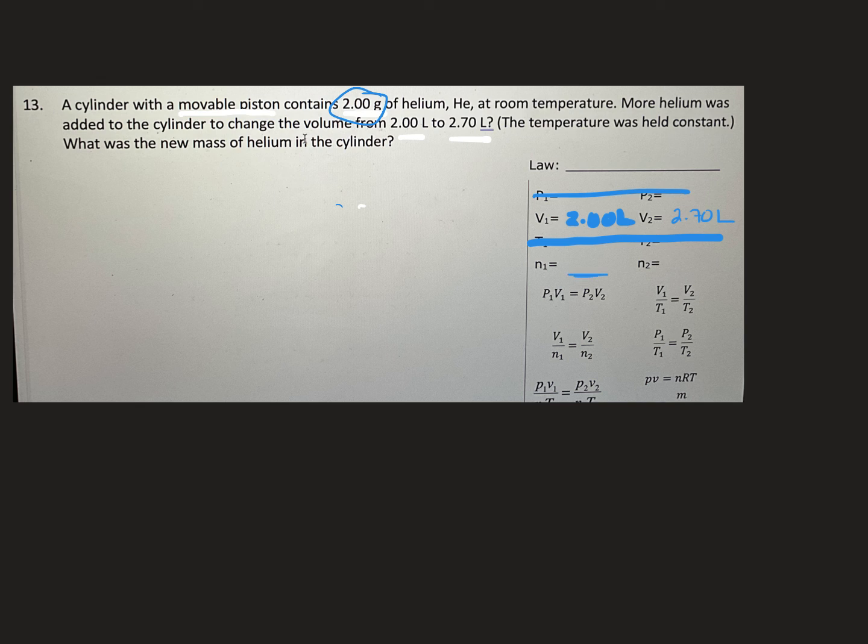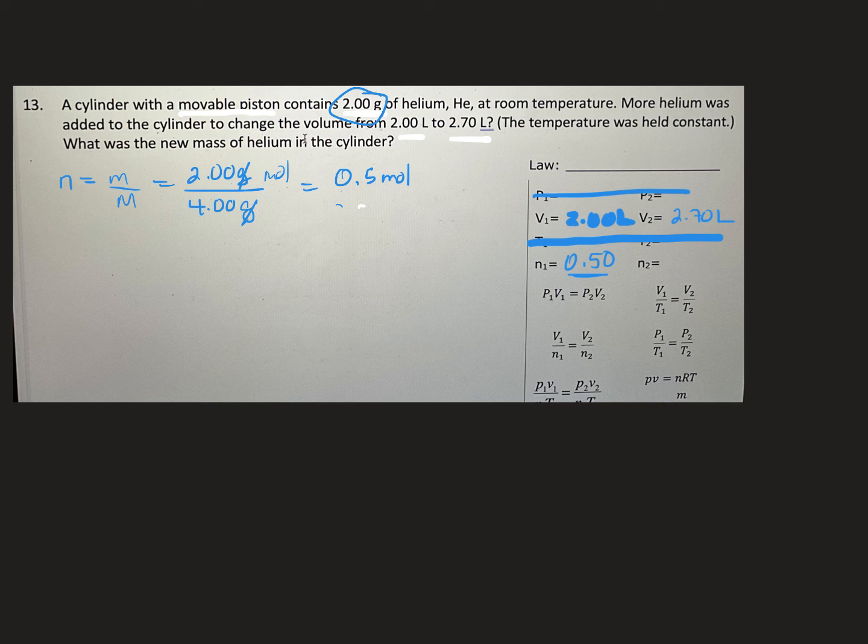I want to put that in moles, but I have to convert that first. Let's do that. So moles is equal to mass over molar mass. The mass is 2.00 grams. The molar mass of helium is 4 grams per mole. Grams cancel. So you divide that and you get 0.5 moles. And that's how many moles I start with.